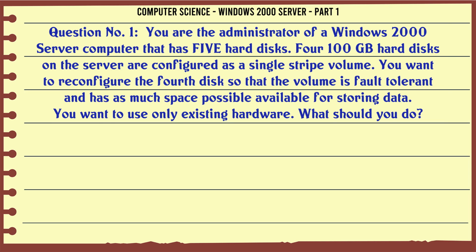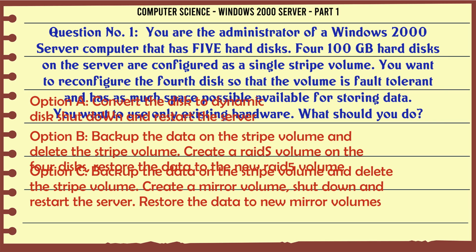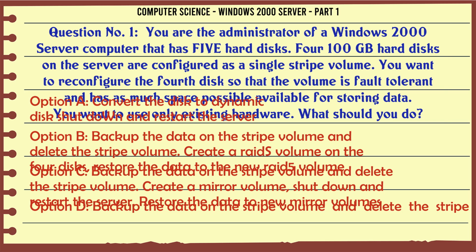You are the administrator of a Windows 2000 server computer that has 5 hard disks. 4 100 GB hard disks on the server are configured as a single stripe volume. You want to reconfigure the 4th disk so that the volume is fault tolerant and has as much space as possible available for storing data. You want to use only existing hardware.